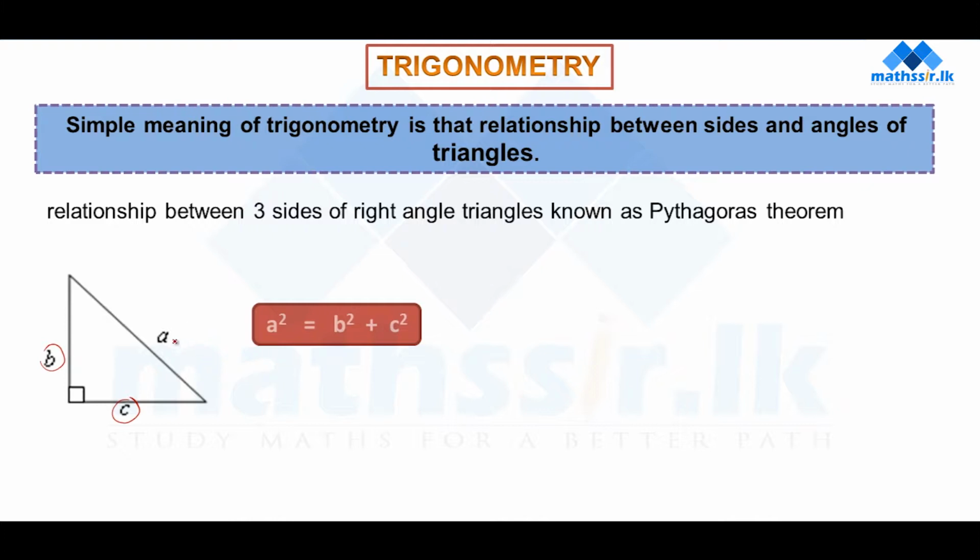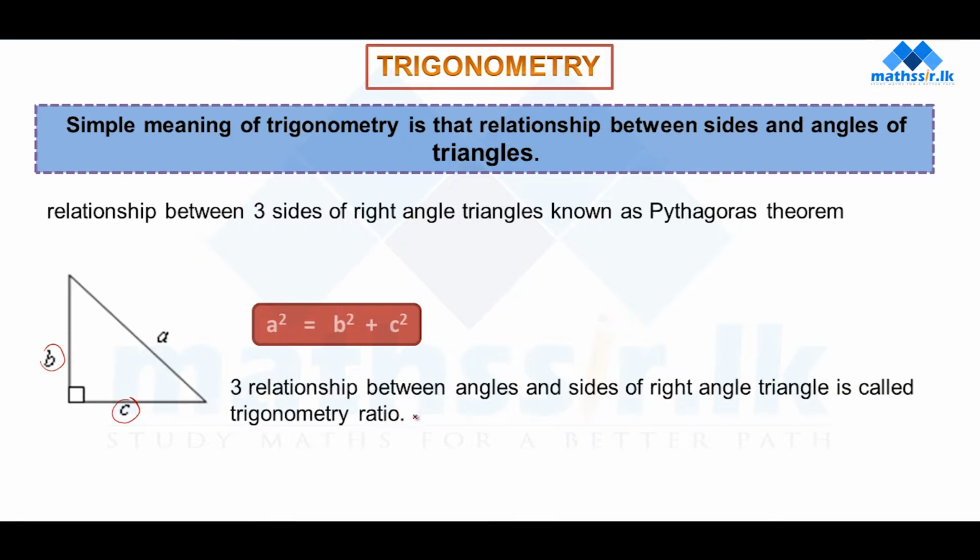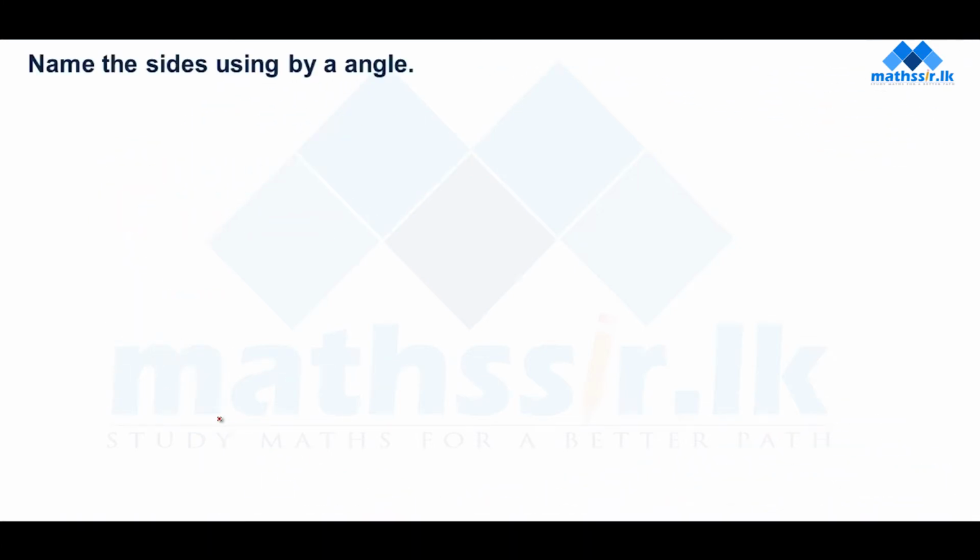Students, you know that a triangle consists of three sides and three angles. There are relationships between angles and sides. These relations we call trigonometric ratios. Before that, we are going to learn how to name sides according to an angle. Look at these three triangles.